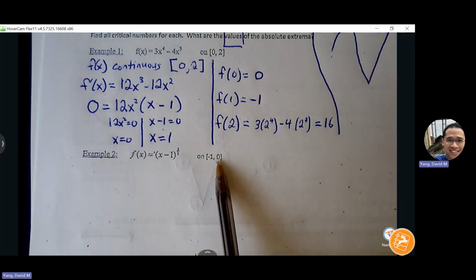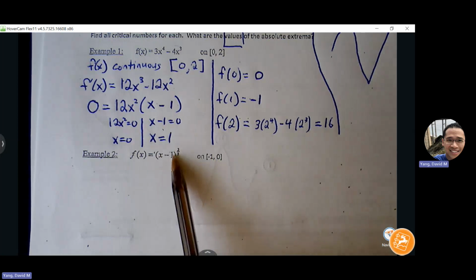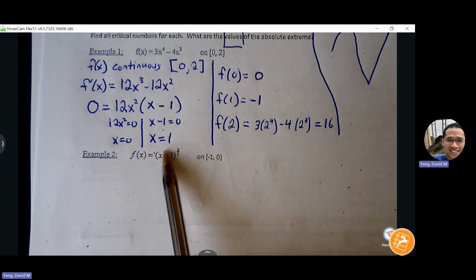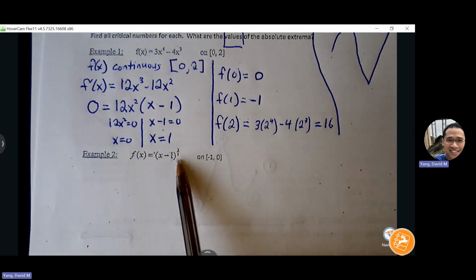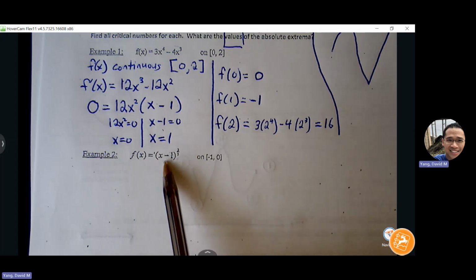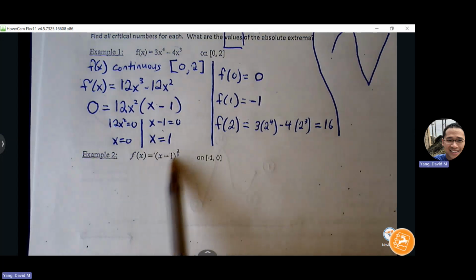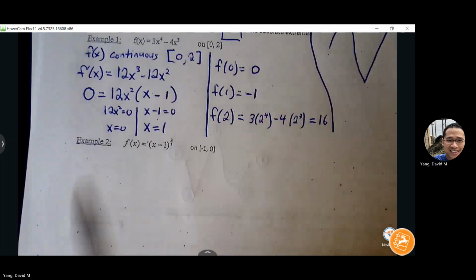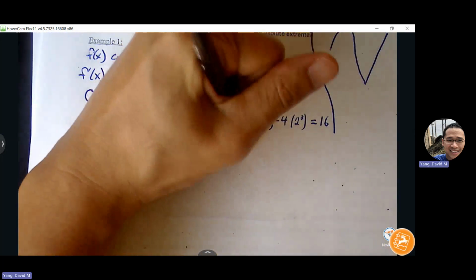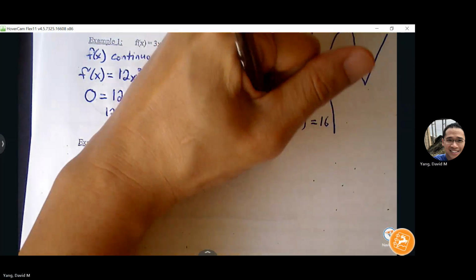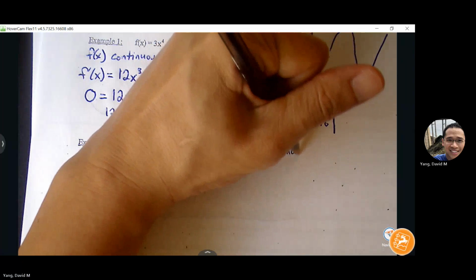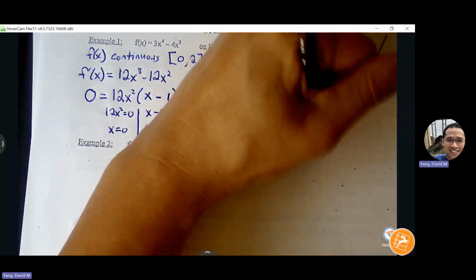There is no issue with continuity, because if I plug in -1, having a cube root in the denominator is okay with a negative inside the radical because it's not an even root. An odd root is okay as long as it's not an even root. So -1 to 0 doesn't present any issues here. Let's go ahead and make our statement. Our function is continuous on the closed interval.